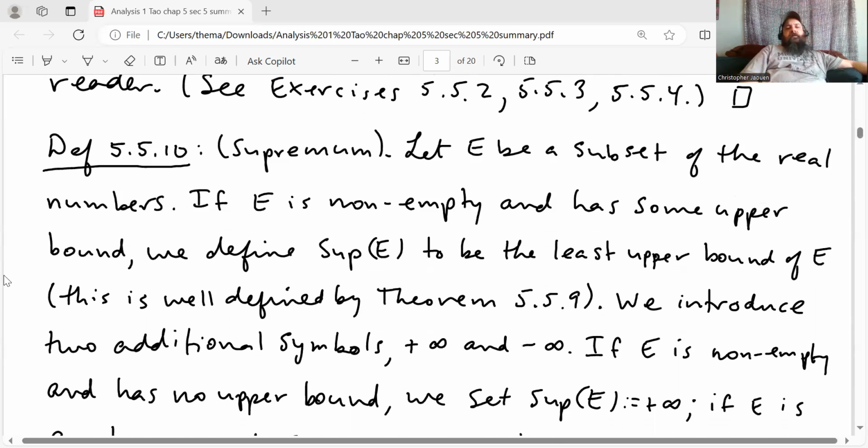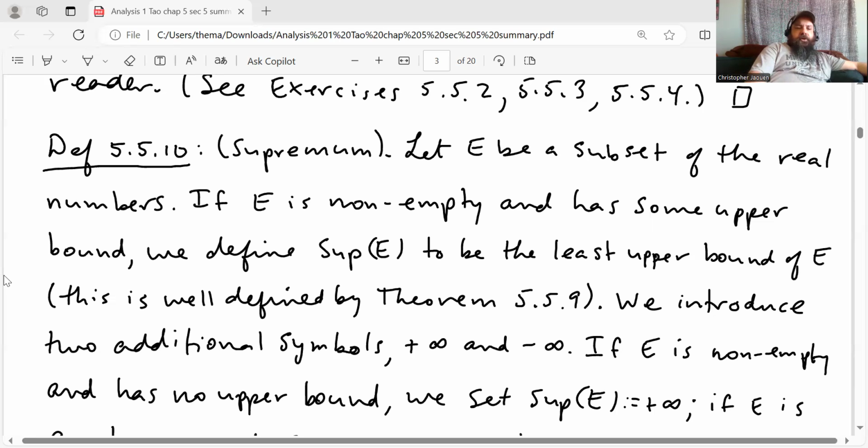All right, definition 5.5.10. This is the definition of supremum of a set. Let E be a subset of the real numbers. If E is non-empty and has some upper bound, we define sup E, which stands for the supremum of the set E, to be the least upper bound of E. And we know that this is well defined by theorem 5.5.9, the one that we just talked about but didn't prove.